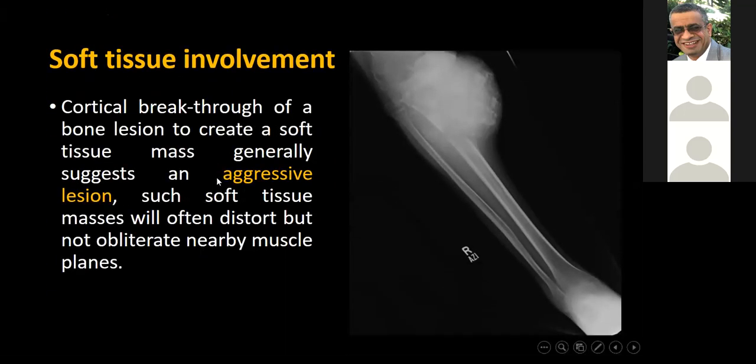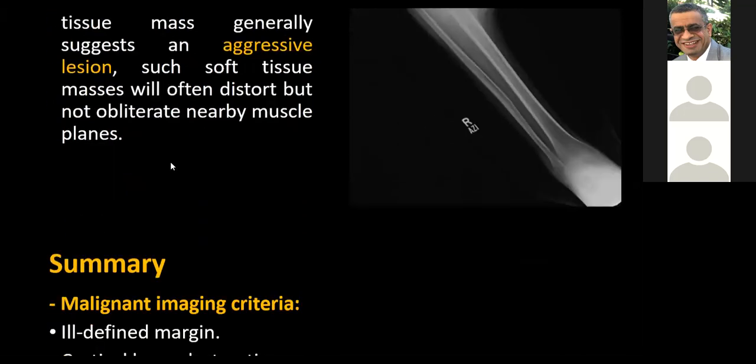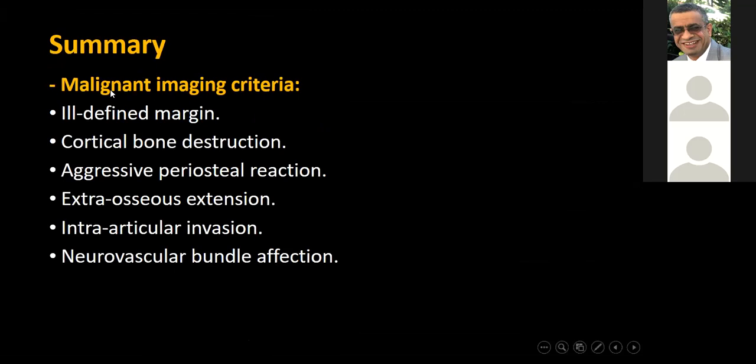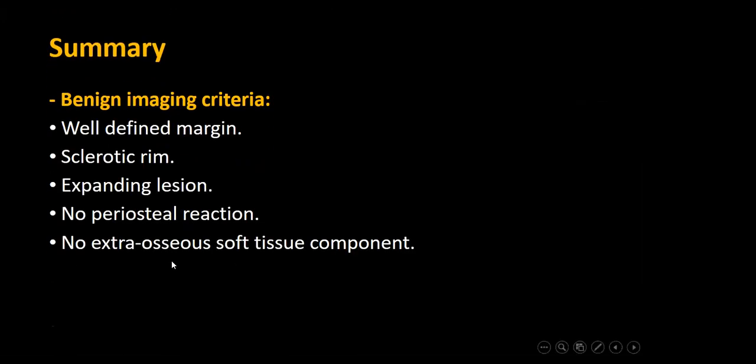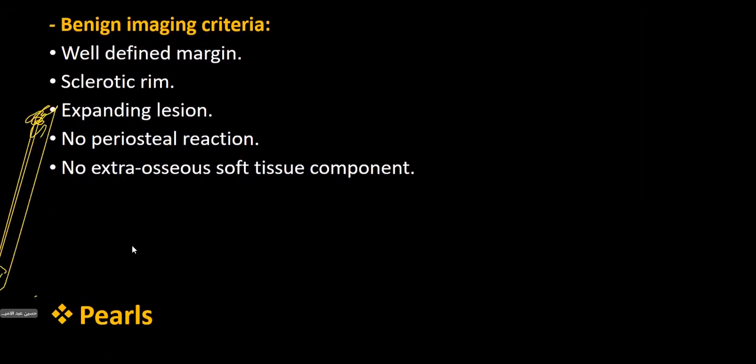Soft tissue involvement is a sign of aggressive lesion. It means the lesion has broken through the cortex and created a soft tissue mass. Summary: the imaging features that suggest a malignant lesion include ill-defined margin, cortical bone destruction, aggressive periosteal reaction, extraosseous extension, intra-articular invasion, and neurovascular bundle involvement. The features that suggest a benign lesion are well-defined margin, sclerotic rim, expanding lesion, no periosteal reaction, and no extraosseous soft tissue component.